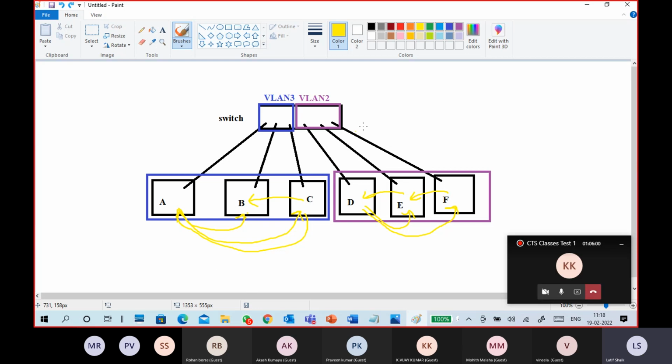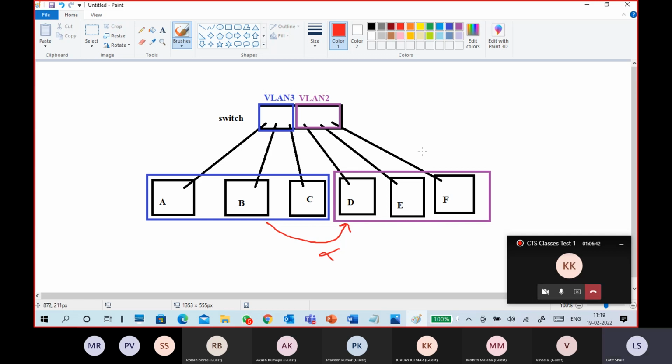But A to D communication is not there. C to E communication is not there. So obviously earlier it was a single LAN network, and now it is two different LAN networks. Even though all the 6 PCs are in the same logical network, physically there are different LAN networks. Exactly, virtually there are different LANs. Logical, physical, now it is virtual. So virtually there are LAN networks.